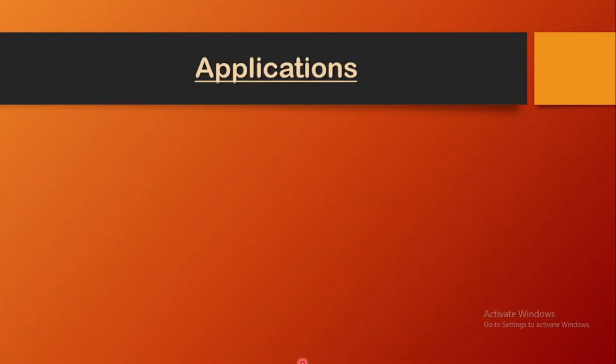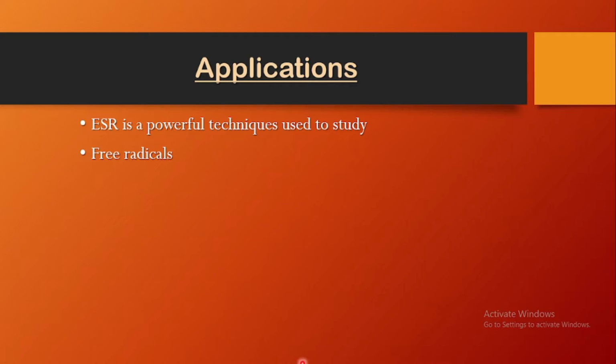We need to know what the application of this methodology is. ESR is a powerful technique which helps us in studying free radicals, meaning the atoms, molecules or ions containing one unpaired electron, either in solid, liquid or even gaseous form. Second, it is used to study the transition ions as well as the actinide ions. These have up to 5 or 7 unpaired electrons, and ESR is helpful in studying those also.